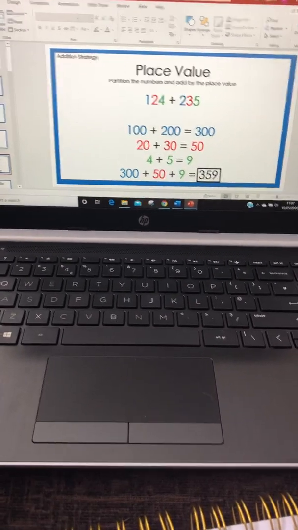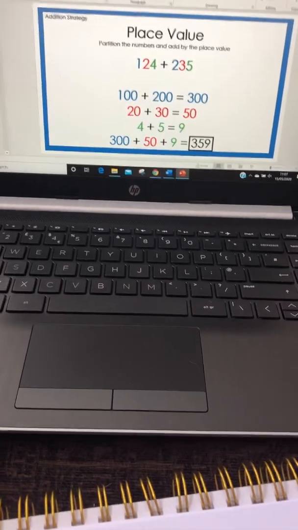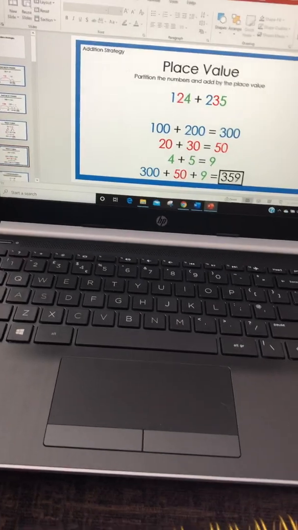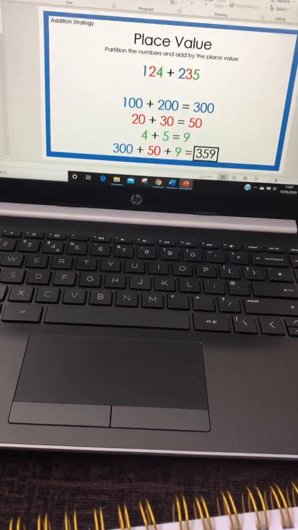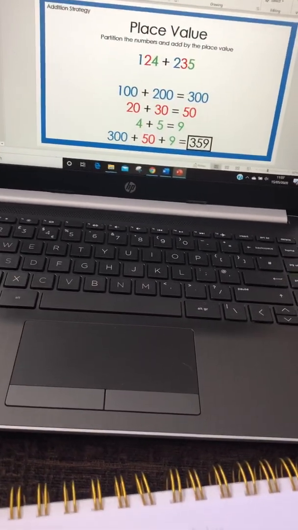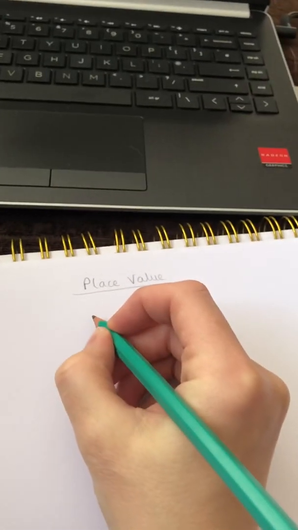So the strategy we're going to be looking at now is the place value strategy. Again, this is another one that we use quite a lot in class, where you're splitting each digit into its values, so units, tens, hundreds and thousands if we had to go up further. So that's what we're going to do just now. So let's have a look at this calculation.